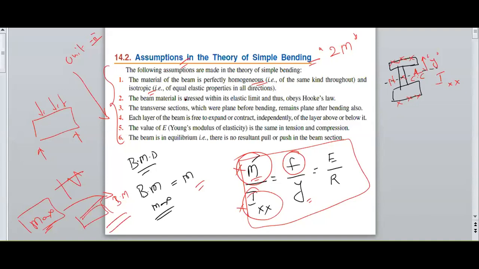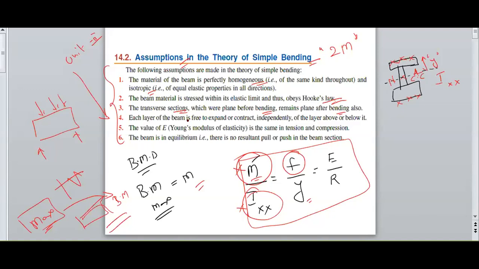The second point is it obeys Hooke's law. And the third point is the transverse cross section, that is the cross section of the beam. The transverse cross sections remain the same before bending and after bending. The transverse cross sections will not change. That is the third assumption.